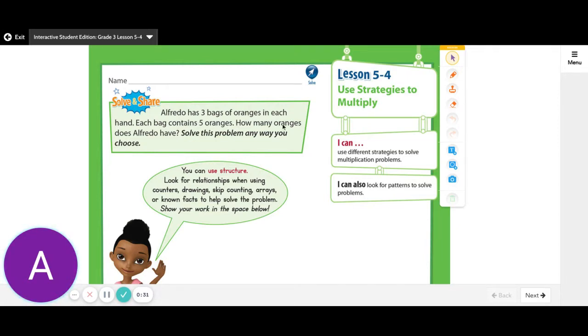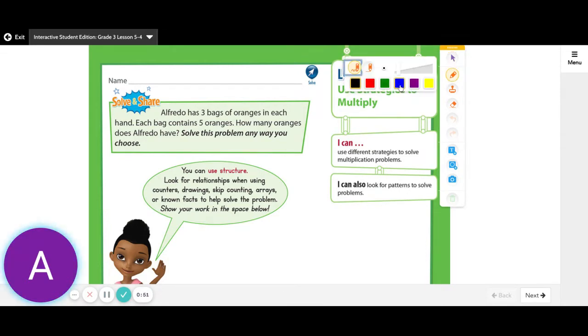Alfredo has 3 bags of oranges in each hand. Each bag contains 5 oranges. How many oranges does Alfredo have? Solve this problem any way you choose. They give us a clue down here. It says you can use structure, look for relationships when using counters, drawing, skip counting, arrays, or known facts to help solve the problem. Show your work in the space below.